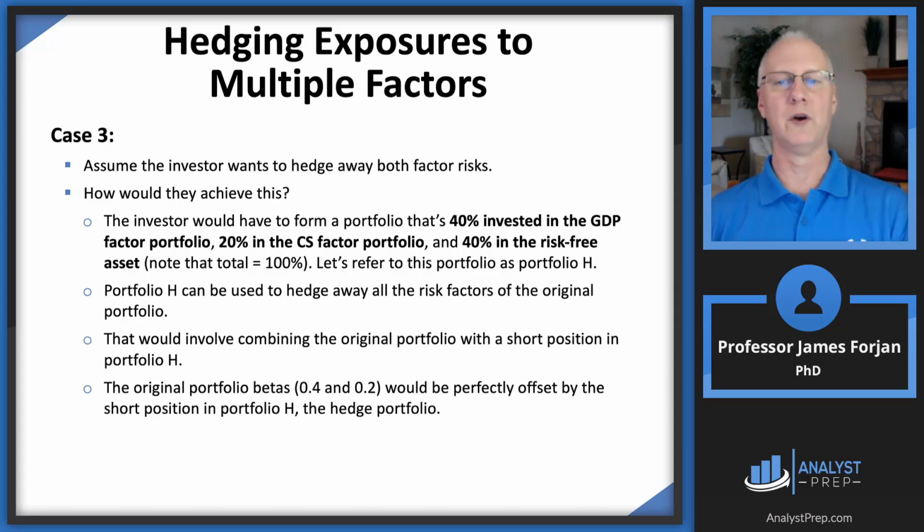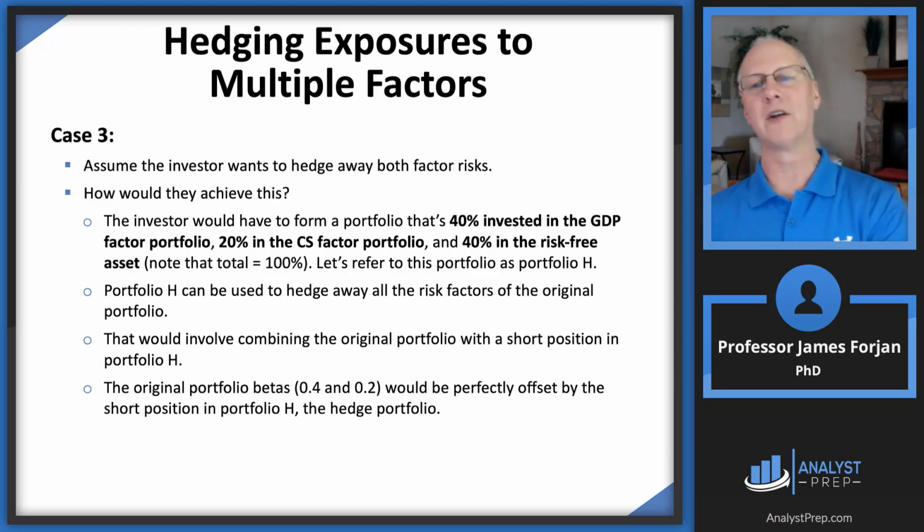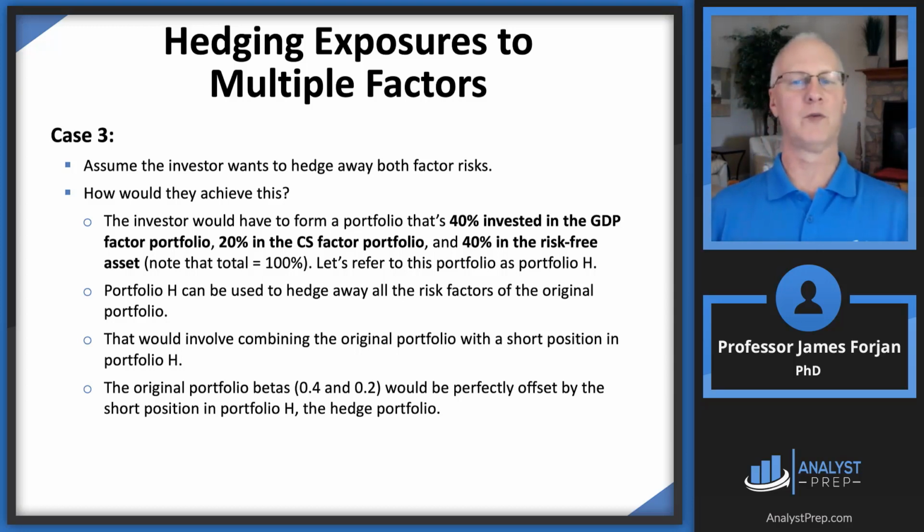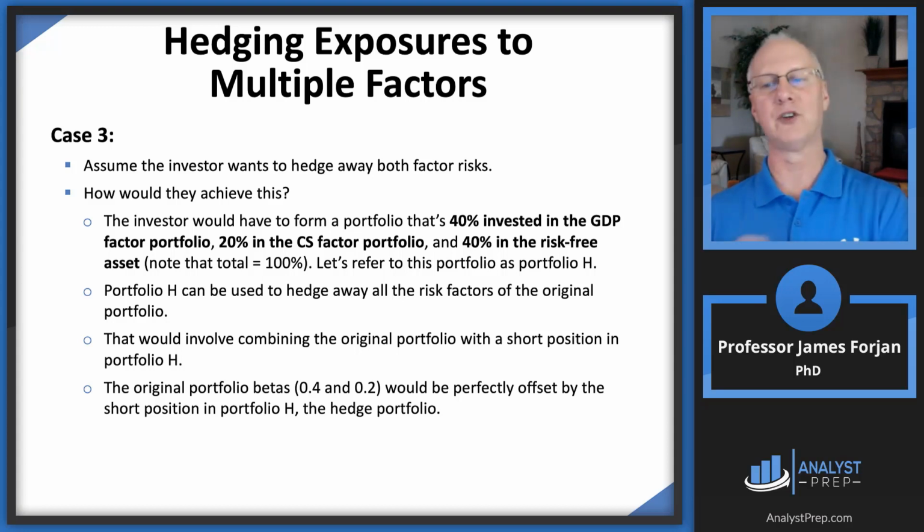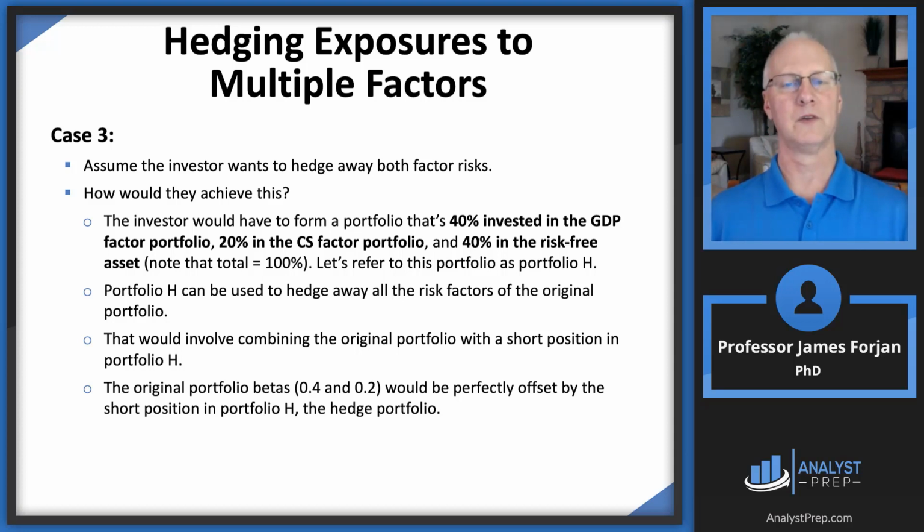All right, so what we're going to do is form another portfolio here. Let's refer to this portfolio as portfolio H, like the hedged portfolio. We're going to do 40% in the GDP factor, 20% in the consumer sentiment factor, and 40% in the risk-free portfolio. And then we're just going to keep our original portfolio and short portfolio H.